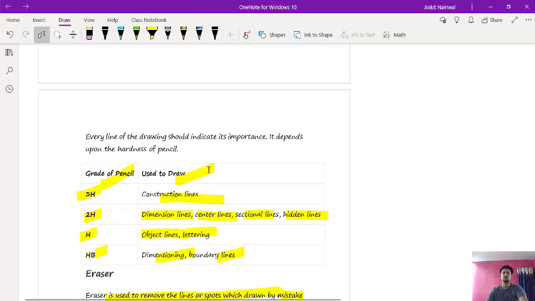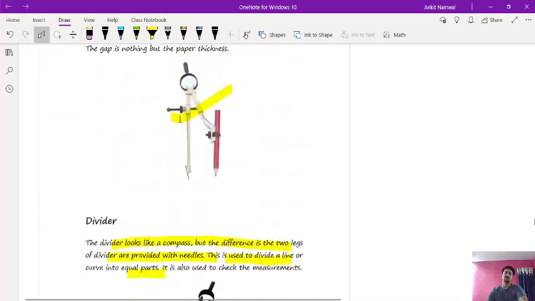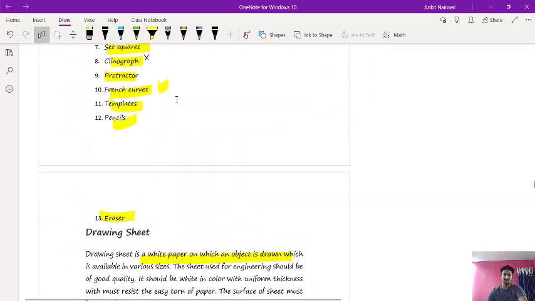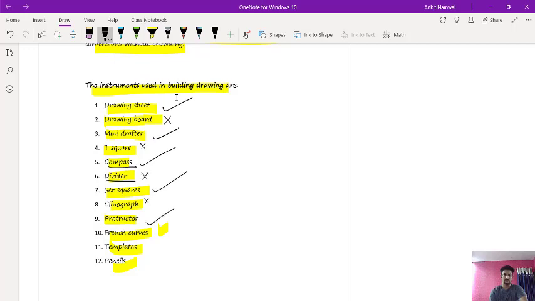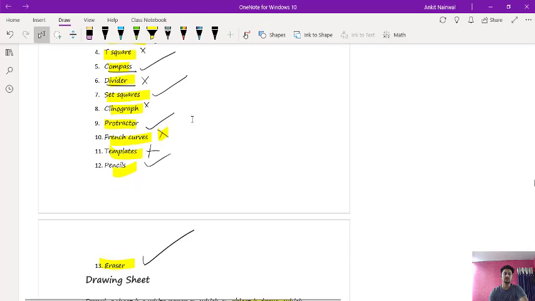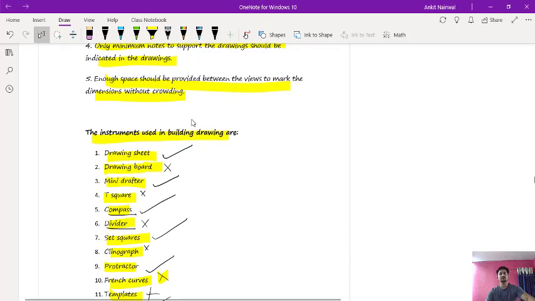So in today's lecture, I have told you that for practical class you must have these instruments. One, you must have a drawing sheet. Okay, drawing board is not that important. Mini drafter, T square is not that important. Compass you must have. Divider is not that important. Set squares, protractors, French curves not that important. Templates not that important. Pencil is important and eraser is important. Okay, so these instruments you must have before starting the drawing class.